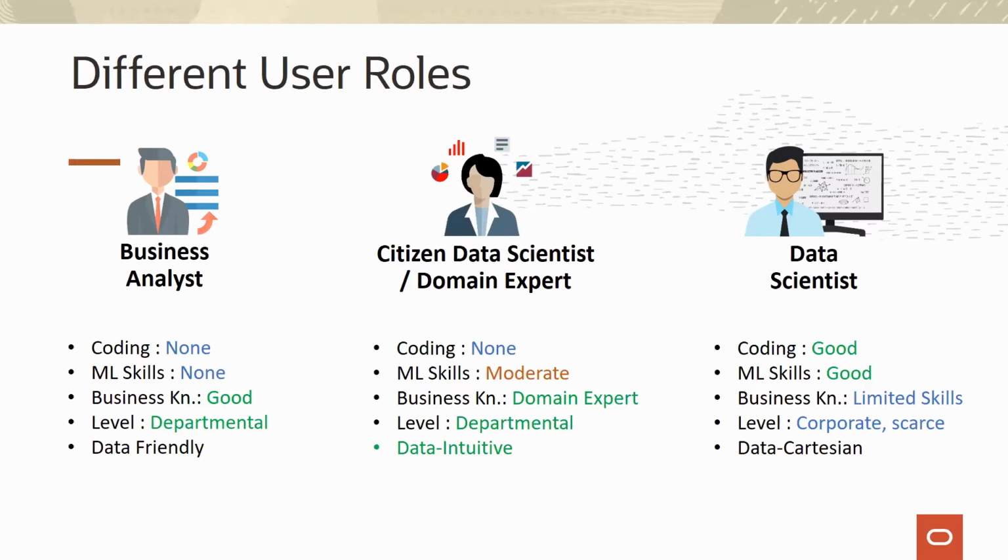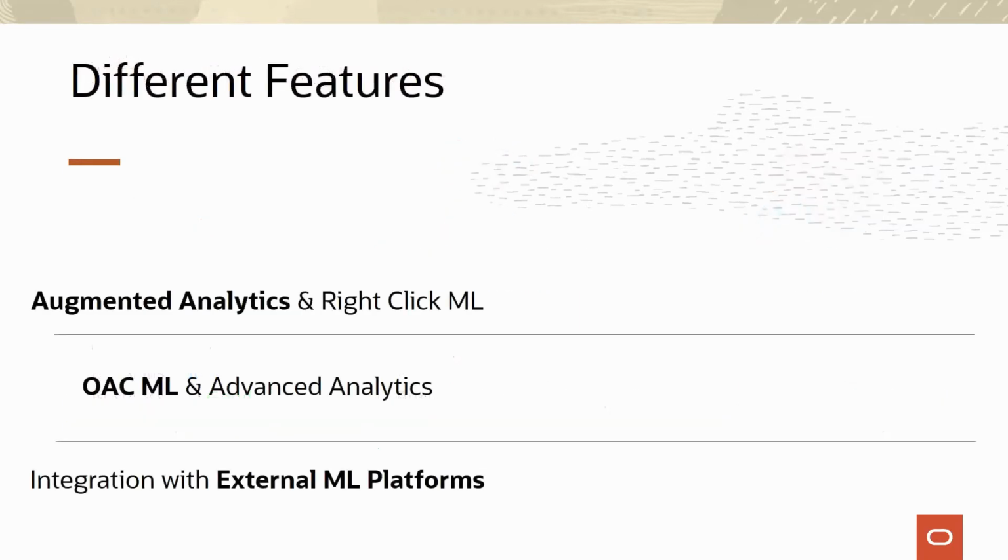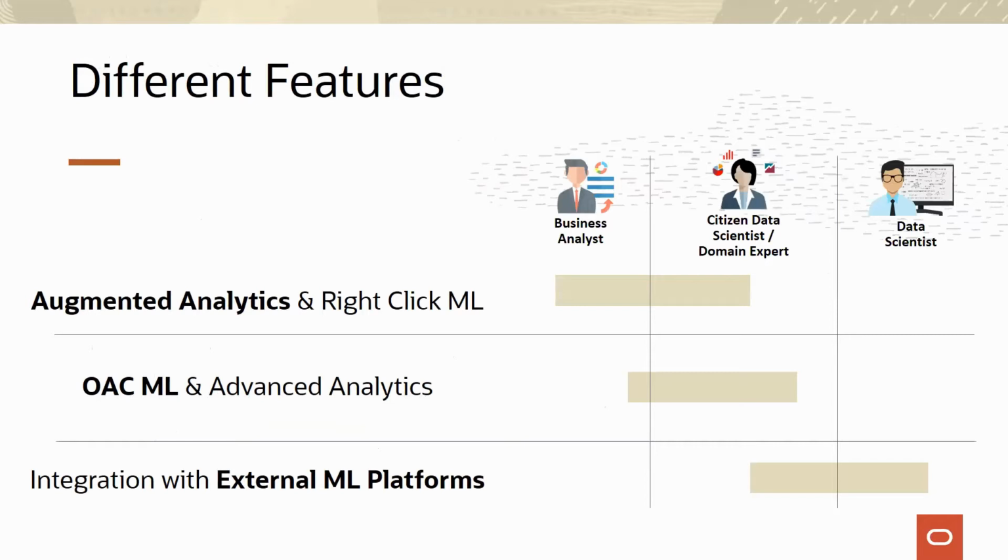So OAC addresses most of these profiles, or actually all of these profiles, with different functionalities, obviously. And these different functionalities could be grouped into three areas. One which is more business analyst facing, which is augmented analytics, which is, let's qualify it as a right-click machine learning. If you are an analyst and you need quick results now that are leveraging proactive machine learning, there are features in OAC that exactly do this, that allow you to get knowledge and insights without worrying about how it is done behind the scenes, just get to the results quickly with a right-click sort of.